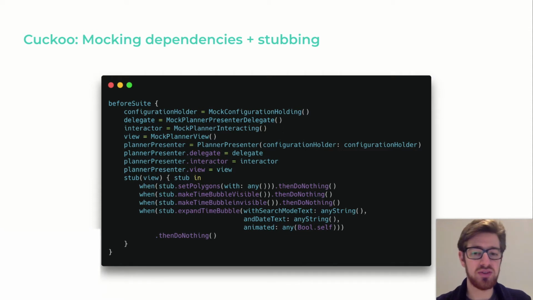And there's more you can do than do nothing. You can say, for example, then call real implementation if you want to actually call the real functionality of that function. Or you could do then return. If it's a non-void function, if it actually returns a value, you can say then return this or that.